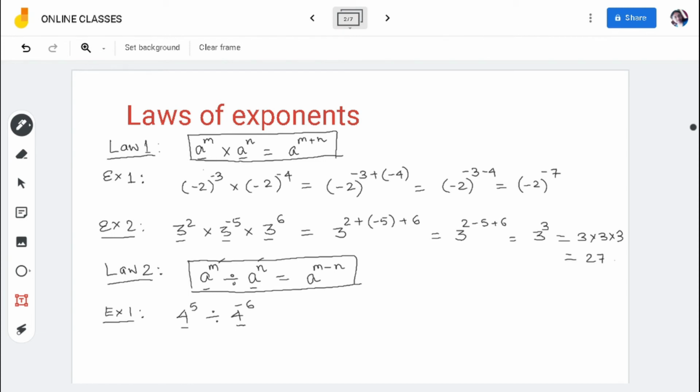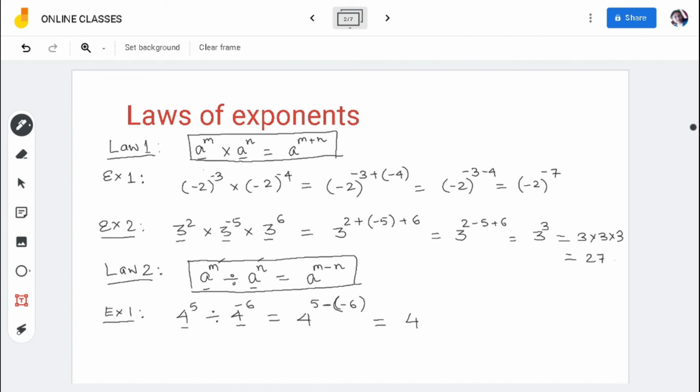According to this law, the base will be as it is, 4, and the powers will be subtracted. So here we will write 5, we have to subtract minus 6, so again we will write in the bracket minus 6. So this can be written as 4, and here you see that minus, this bracket means multiplication, and minus.